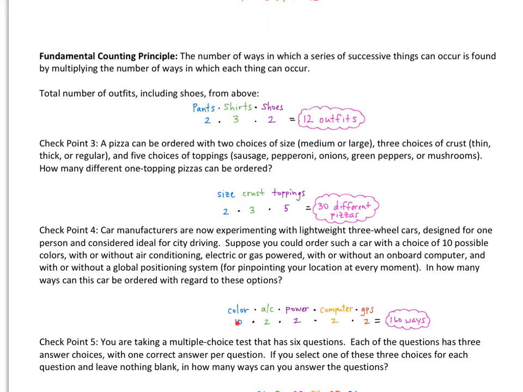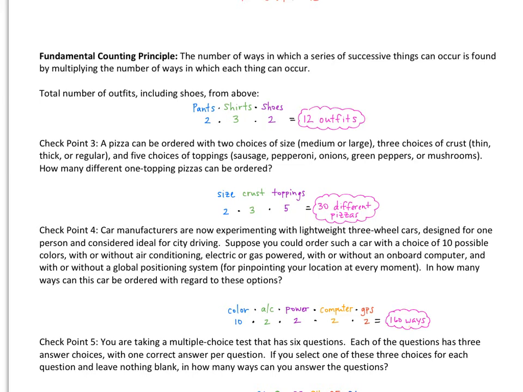So we've got 10 color choices. I can either have AC or no AC, so I've got 2 choices there. I've got 2 choices dealing with power, electric or gas. I have 2 choices with or without onboard computer, and 2 choices for GPS, with or without. So multiplying these all together, I end up with 160 ways that I could order this 3-wheeled car.